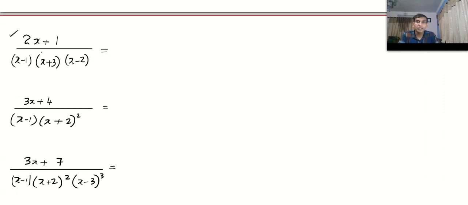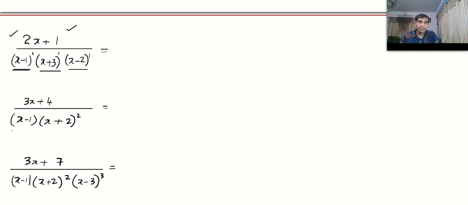Can you see the first expression? 2x plus 1 by x minus 1, x plus 3, x minus 2. The degree of all the factors is 1. And the actual method is you will equate it to a by x minus 1 plus b by x plus 3 plus c by x minus 2. But I go for a little bit more powerful method, that is called the method of suppression. So once you identify the given function is in type 1, how do you recognize type 1? Type 1 means the denominator will have factors with order 1, with power 1.